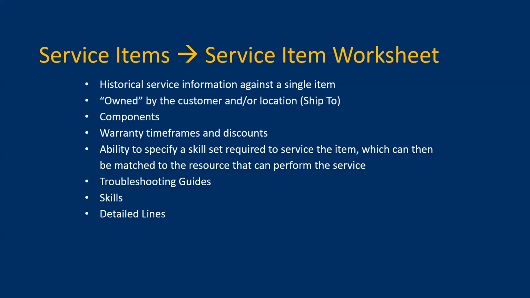Service items also allow you to track the owning customer and the current location or ship-to of an item. The warranty start and end dates for an item, which includes the ability to create a percentage you may charge or credit in that time frame. It also allows for troubleshooting guides. There's something called skills within service items as well, which allows the customer to specify a skill set required for a service item, which can then be matched to a resource for planning purposes to make sure that the right person and equipment is set out for the jobs.